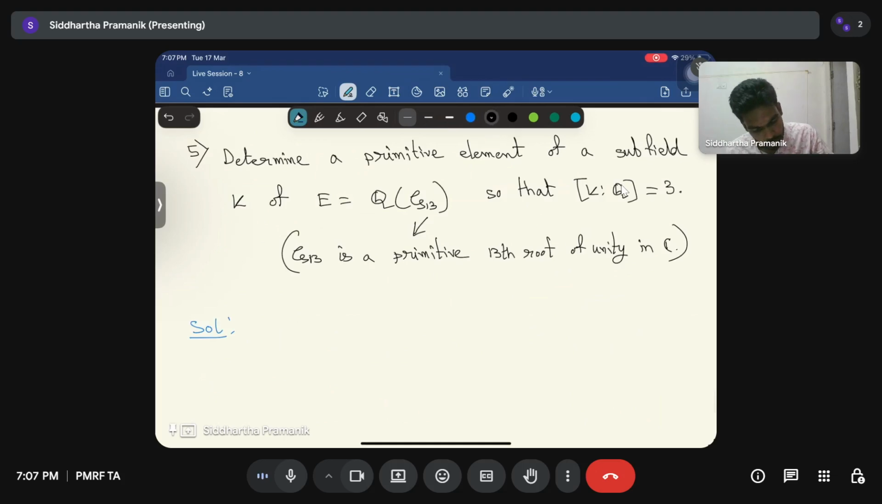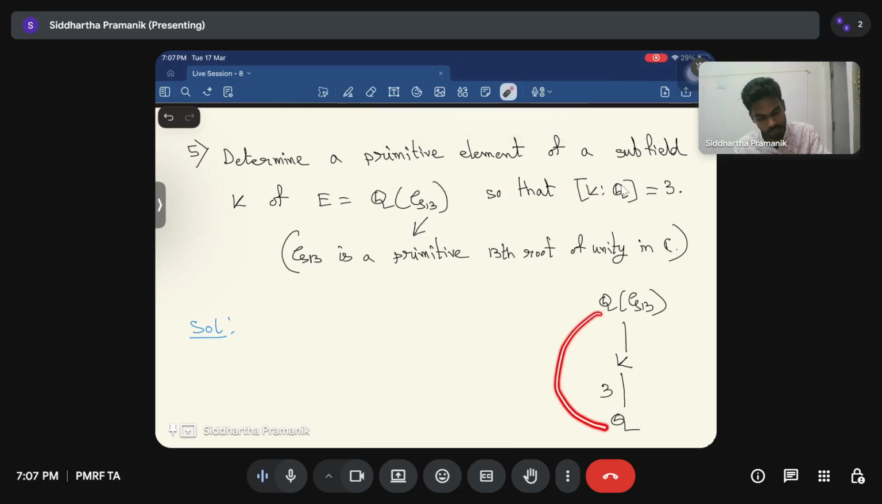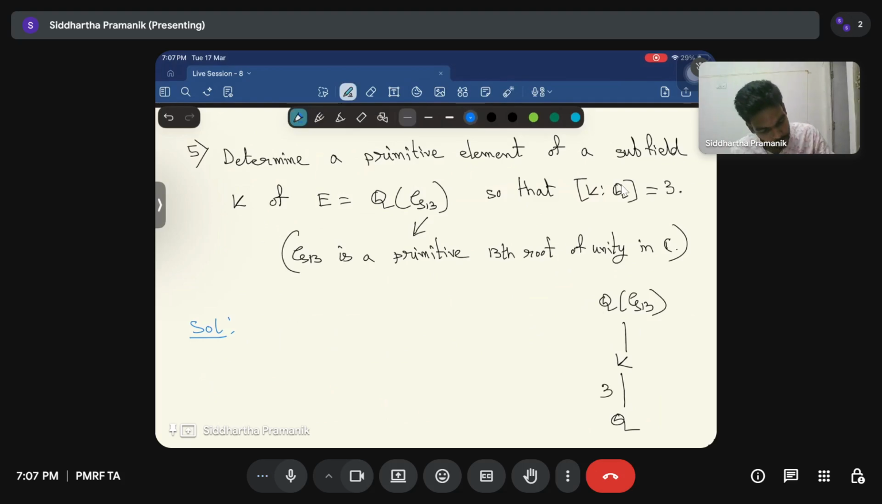So here we have Q adjoin zeta 13. Here we want to find a primitive element for K, and here we have Q. So that this becomes 3. And we know this degree is basically p minus 1. 13 is a prime number, so this is 12. So this must be 4.